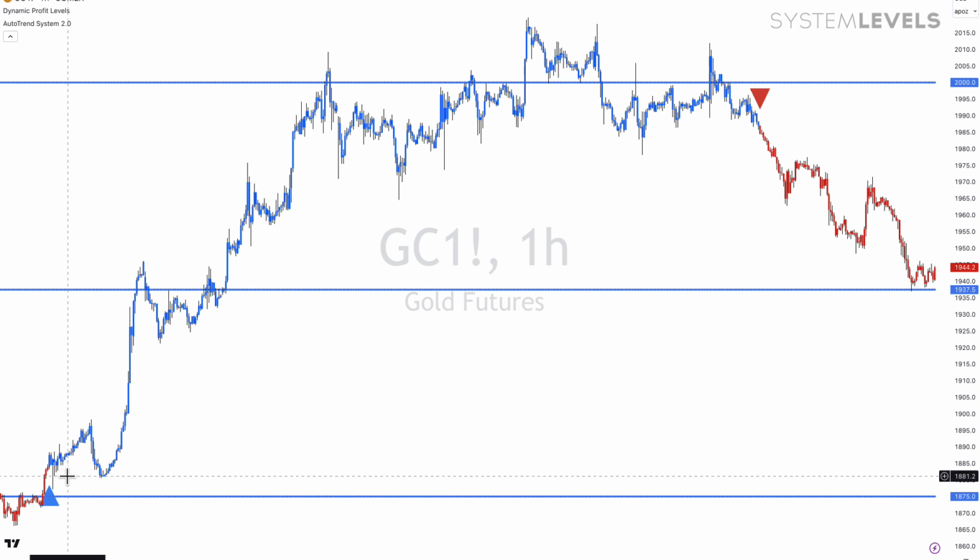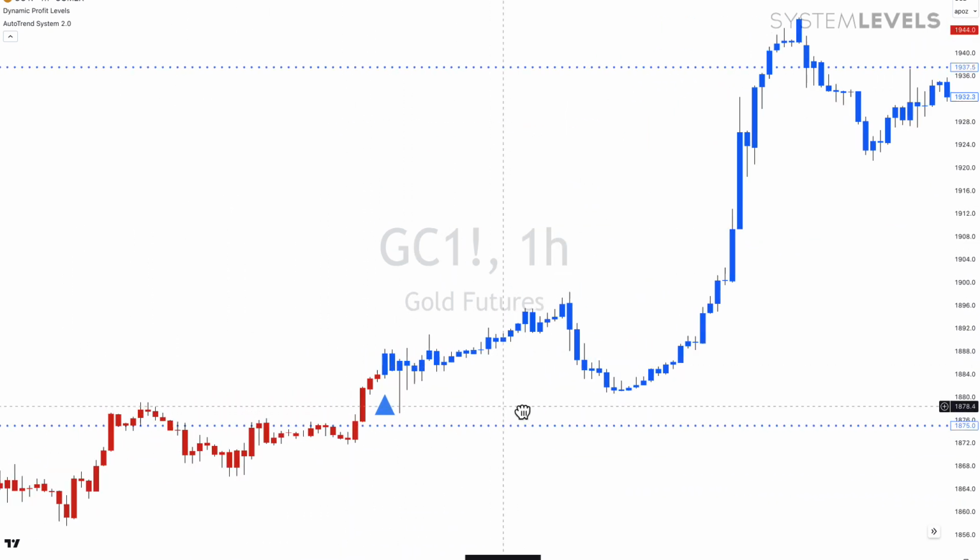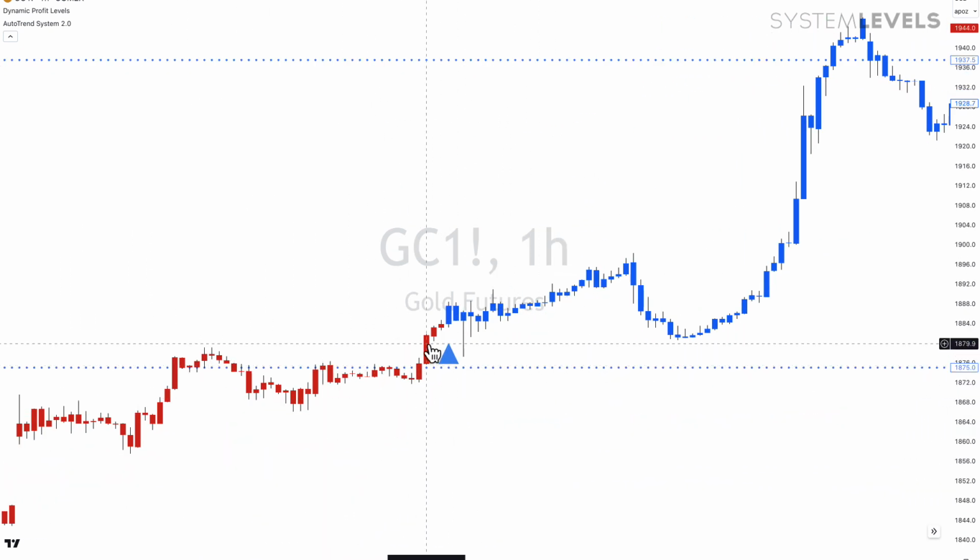So let's zoom in here so we can analyze this trade. As we can see, we had a new trend change to the upside. So we had the AutoTrend system changing its color from red to blue. That's an indication to us that the ATS has detected a potential trend change, and we can at that point set up a trade plan on how we can benefit and how we can join this potential new uptrend.